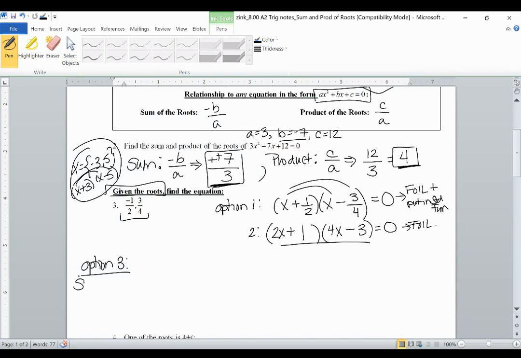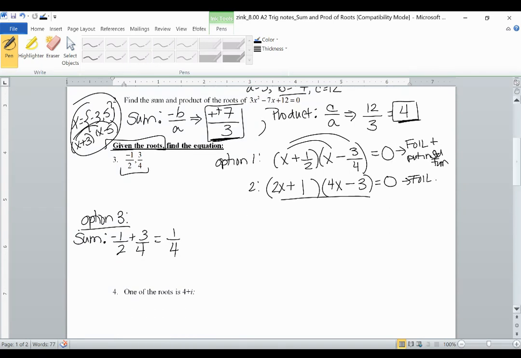Another way to do it is to say, okay, well, let me take the sum of these 2 roots. So I'm going to add -1/2 and +3/4. At this point, you can just put that in your calculator if you want, or you could get common denominators, multiply the first fraction by 2 over 2. And I get 1/4. All right, so I know that the sum of the roots is -b over a. So I'm going to set -b over a equal to 1/4, and I'm going to just pause there for a second.